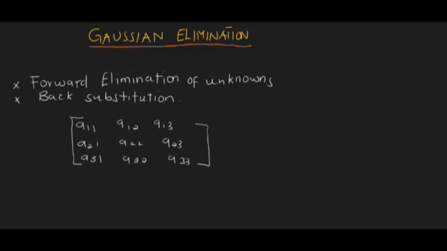So take note, these coefficients that we have here are the coefficients of the systems of equations which you are going to be solving. So whenever you see a11 in a matrix, it means row 1 column 1 coefficient. So now let's see how the forward elimination of unknowns works, the whole principle of Gaussian elimination.